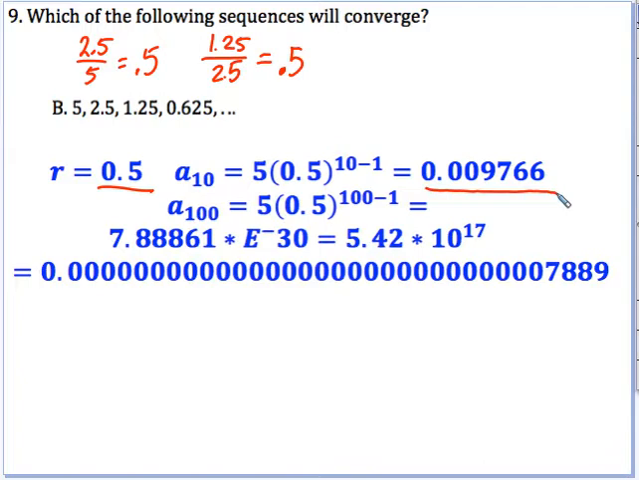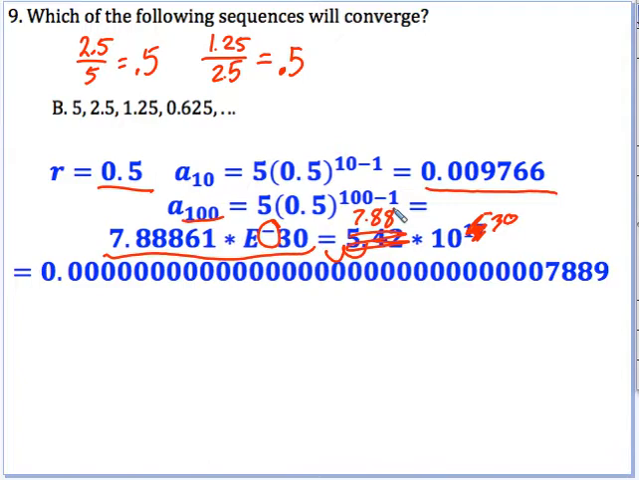0.009766. Then I want to find my 100th term. When I find that 100th term, again, I get scientific notation, but realize I have a negative there. So that means instead of moving the decimal over this way 30 times, I'm going to move the decimal over this way 30 times. Oh, I just saw another typo right there. That should be a negative 30. Sorry. All right, so I take that decimal, move it over 30 times. Wow, I am really bad with this. This should be 7.88. Sorry about that, guys. Times 10 raised to the negative 30 power.